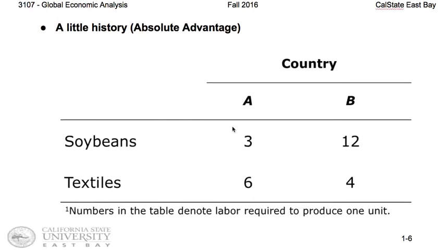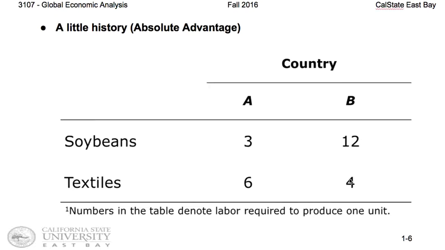Let me try to explain a little bit how gains from specialization in the good in which we have an absolute advantage take place in this simple example. So we said country A specializes in producing soybeans because they have only a requirement of 3 hours of work to produce 1 unit of soybeans, and country B specializes in textiles because they have only 4 hours of work in order to produce 1 unit of textiles, which is lower than the equivalent for country A. So let's think about the following scenario.